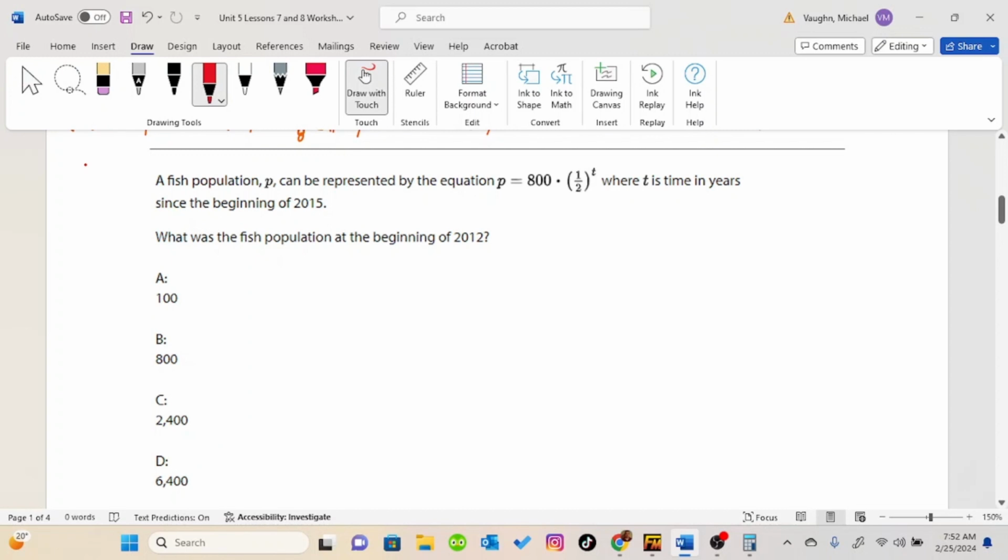A fish population P can be represented by the equation P equals 800 times 1/2 to the power of T, where T is time in years since the beginning of 2015. What was the fish population at the beginning of 2012?